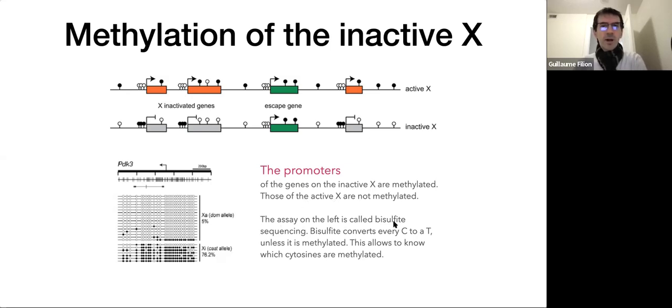The assay on the left is called bisulfite sequencing. Bisulfite converts every C to a T unless it is methylated. This allows us to know which cytosines are methylated. That's a relatively straightforward assay. Treat the DNA with bisulfite. If the C is methylated, it's going to remain a methylated C. If it was not methylated, it's going to turn into a T. And then by just sequencing the result, you can know whether this cytosine was methylated or not. So typically the results look like this, and you have this very big divide between the inactive X, in which the promoters are methylated, and the active X, in which the promoters are not methylated.